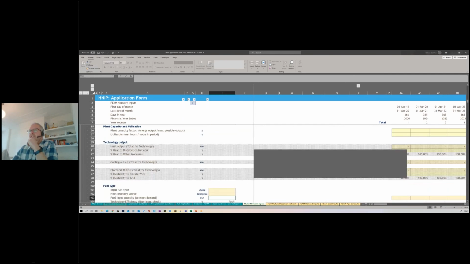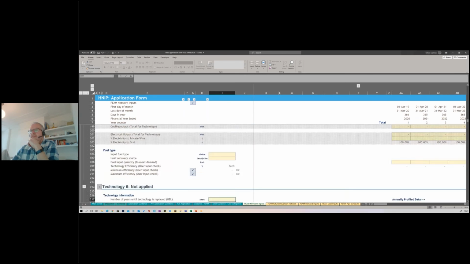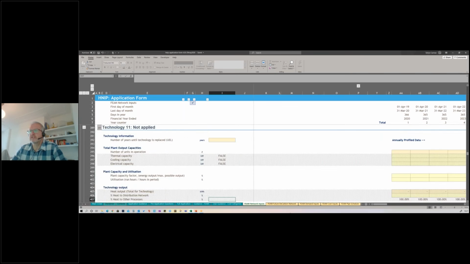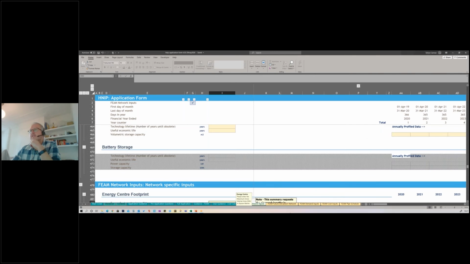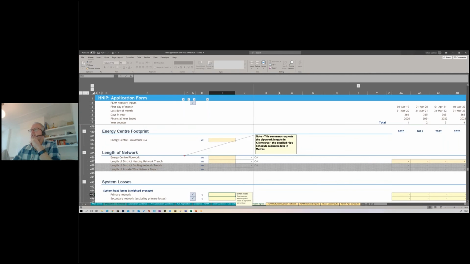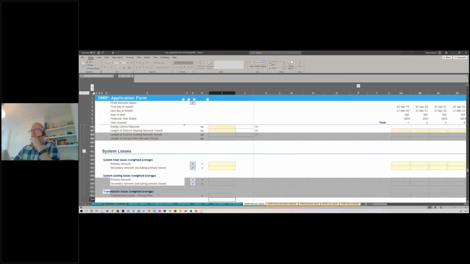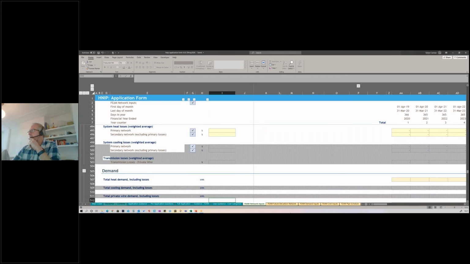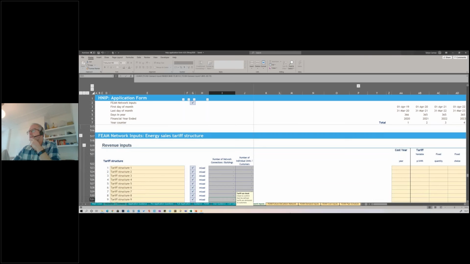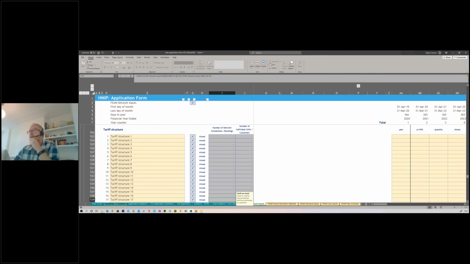So there's a number of different technologies. There might even be 20 or so, but we only ever see 2 or 3 different generation technology types. There's some information about battery storage, energy centre, the length of pipe work, some system loss information, and then total heat demand information.